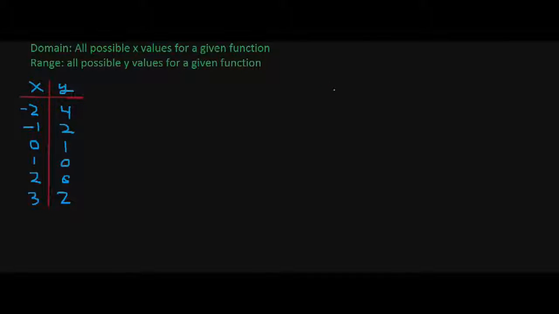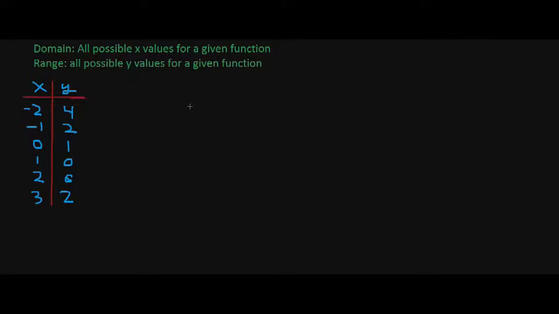Now in this video, usually I'll give you problems and you're going to have to find out what its domain is and what its range is. Well, if you look up here, I already kind of have defined it for you. Domain is all possible x values for a given function or set, and the range is all possible y values for a given function. Now, what does that exactly mean?